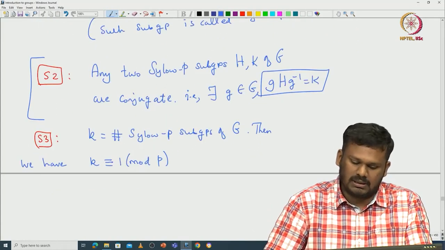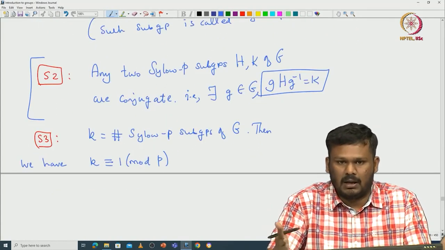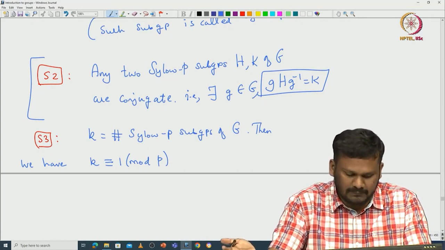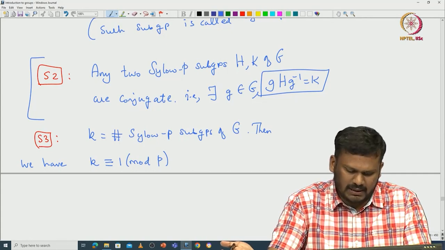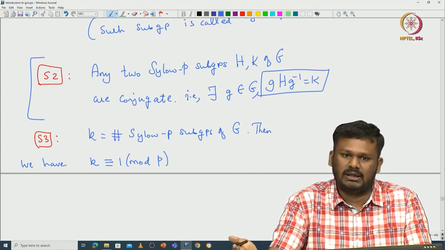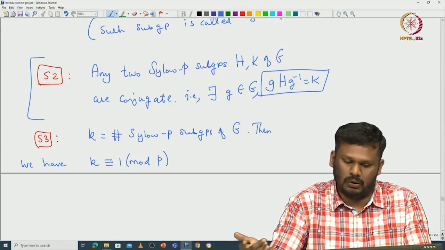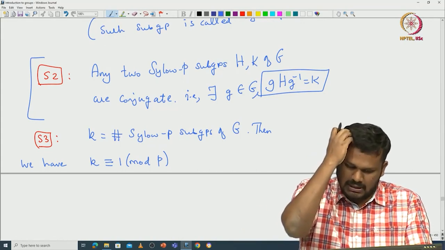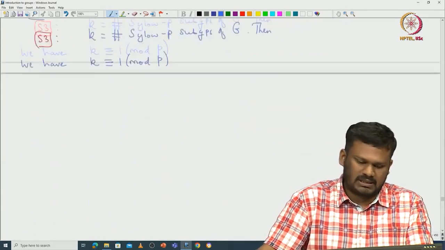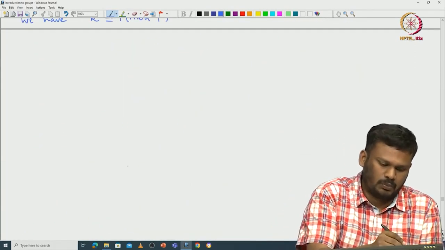But if you count the Sylow p subgroups as distinct subgroups of G, then that count, if you call it k, will have the property that k is relatively prime with p. Not only that, k is congruent to 1 modulo p. So these are the three statements of Sylow's theorems. Let us prove them one by one. So the proof of S1.